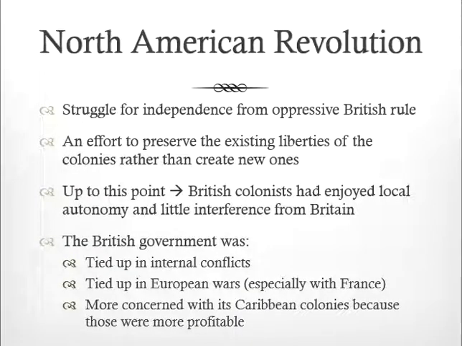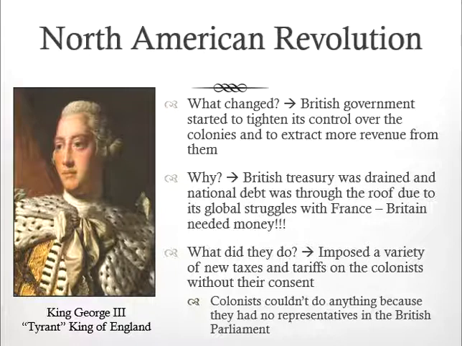So, the American Revolution. The colonists fought against the British for independence because they believed that the British were not protecting their natural rights. We like to say that the colonists defeated the great British military. However, at this time, the British were tied up in international conflicts, especially with France and Spain. The British were tied up in European wars, especially with France, and they were more concerned with their Caribbean colonies because those were more profitable, as we know from the sugar trade down in the Caribbean. So the 13 colonies weren't necessarily high on the British priority list.